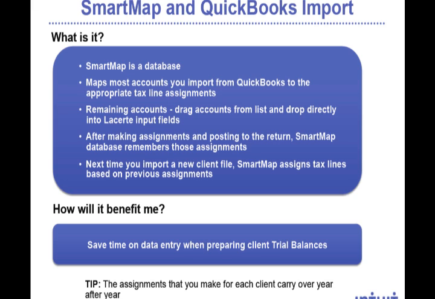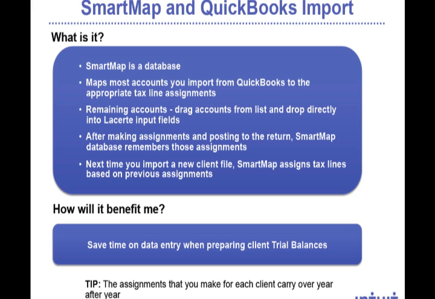Now, if it can't figure out what it is, then it'll allow you to go in there and manually map that to a specific location in the Lacerte program. The nice thing about this is once you do that mapping, the Lacerte program will remember that mapping, and so then when you bridge in a client file, even if it's a different company file, it will remember that mapping and map that automatically, so it gets smarter as you use this functionality.